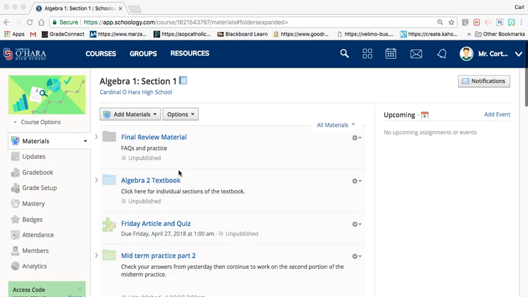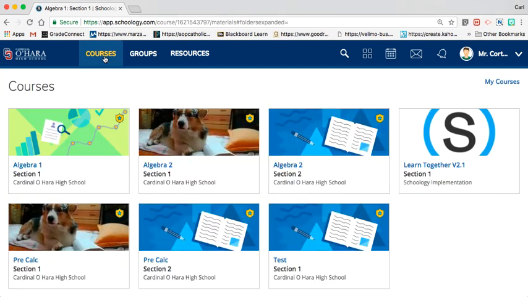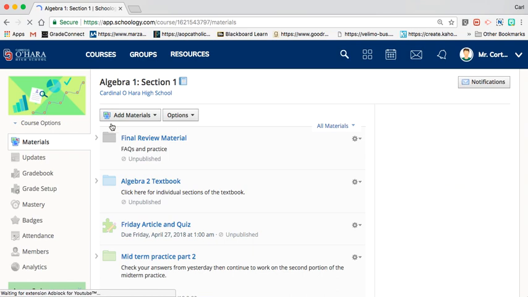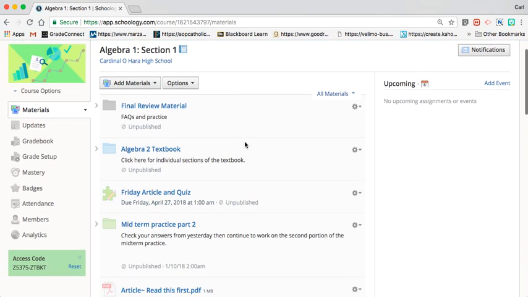So when you log into Schoology and you head to what they call the course page, you might see some courses that you're enlisted in. With me, I have my sections of Algebra 1, Algebra 2, and Pre-Calc accordingly. For this one, we're going to look at Algebra 1. So I'm going to what they call the course page.